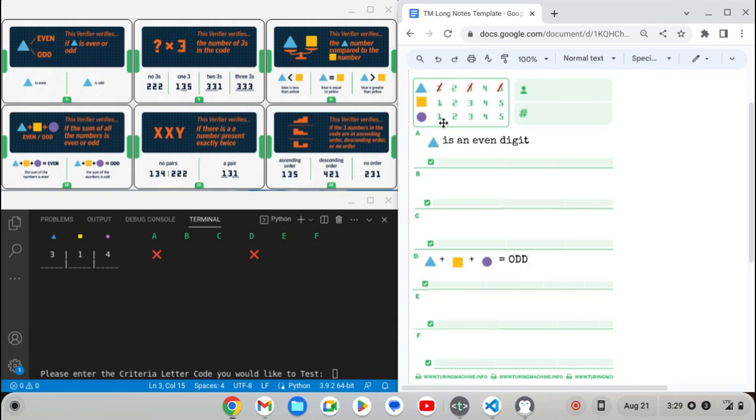And since we do have basically a single odd, notice criteria card B, there can only be one 3. Either there is a 3 or there isn't. So it's either there is one 3 or there are no 3s. So we could test that, but I think instead, I'm going to test criteria card E.